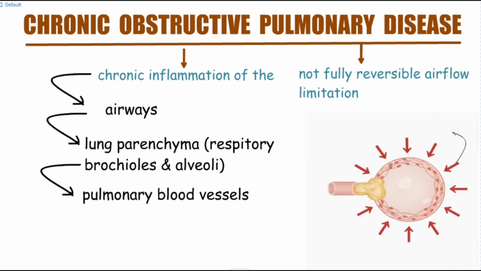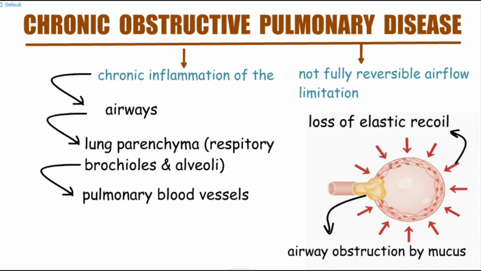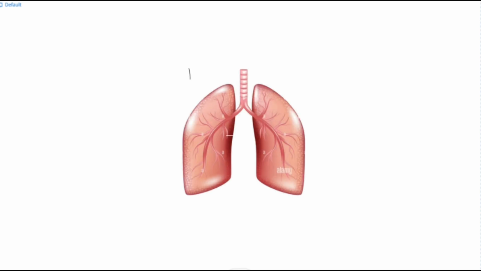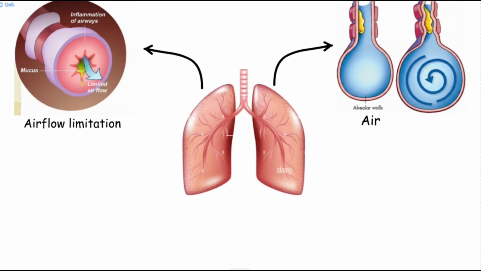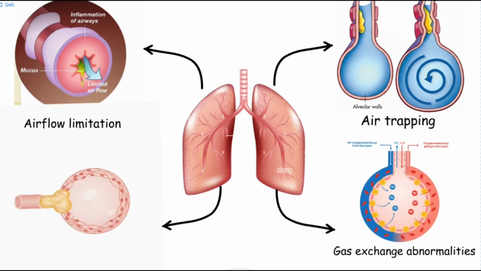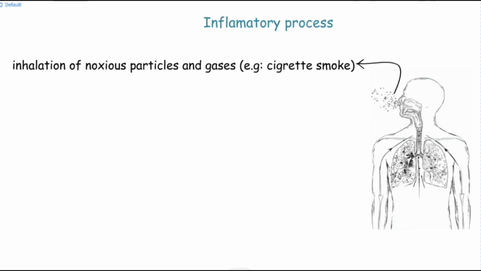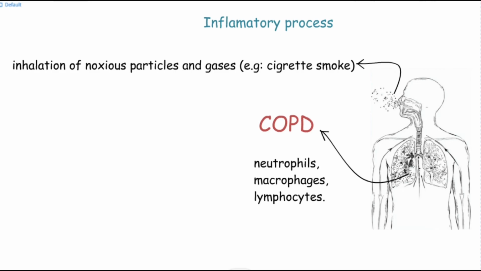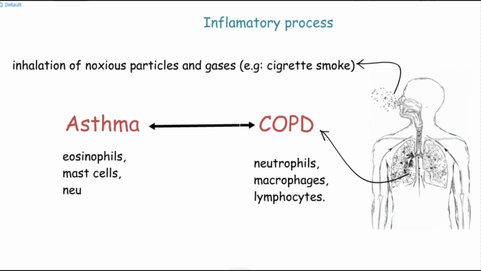This is caused by loss of elastic recoil and airflow obstruction caused by mucus hypersecretion, mucosal edema, and bronchospasm. In COPD, various processes occur such as airflow limitation, air trapping, gas exchange abnormalities, and mucus hypersecretion. The inflammatory process starts with inhalation of noxious particles and gases, e.g. cigarette smoke. The predominant inflammatory cells in COPD are neutrophils, macrophages, and lymphocytes. This pattern of inflammatory cells is different from that in asthma. In asthma, the inflammatory cells are eosinophils, mast cells, neutrophils, lymphocytes, and macrophages.